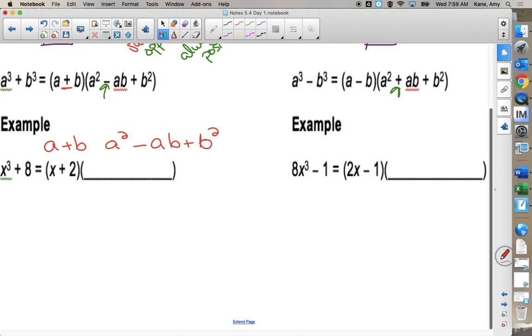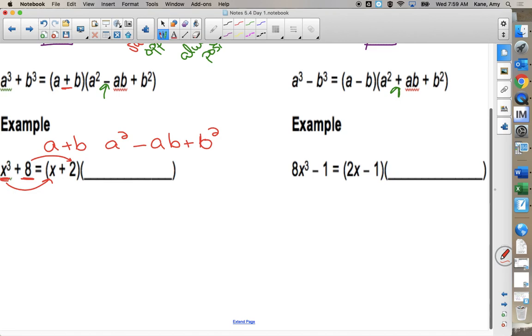So for my A term and my B term, instead of taking square roots, now we need to take cube roots. So this is x cubed. The cube root of x cubed is just an x, so that's how we get an x here. The cube root of 8 is 2, because 2 times 2 times 2 makes 8. So that's why there's a 2 there. We're taking cube roots instead of square roots, because these are perfect cubes.